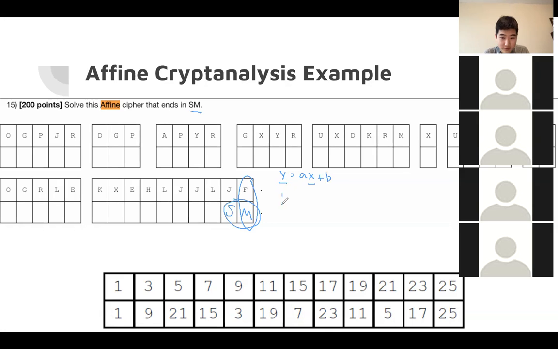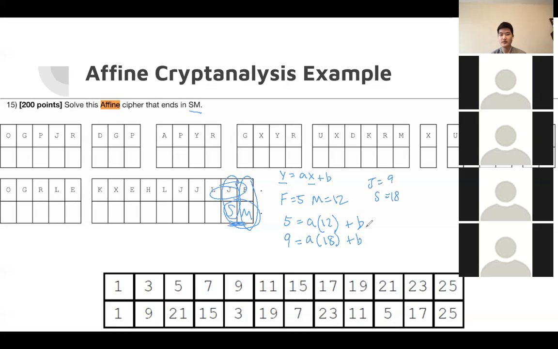So f is our y value. f equals 5, and I'll convert m equals 12. Our y value is 5. This equals a times our x value, which is 12, plus b. So a and b are our unknowns. Then we do the same thing for this letter pair: j is 9 and s is 18. Be careful not to mix up y and x. If you're decoding, y is what you're given, and x is on the bottom. So we have 9 equals a times 18 plus b.